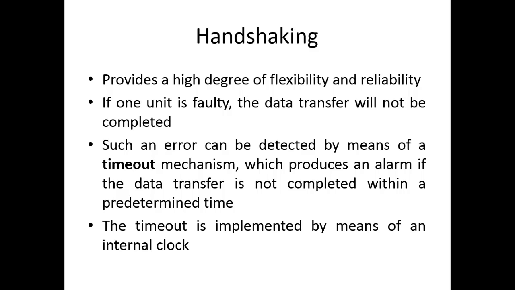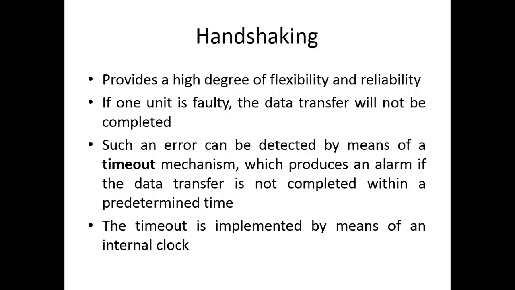Now let us discuss what are the pros and cons of this handshaking mechanism. If we compare this mechanism to Strobe, then obviously this mechanism provides a higher degree of flexibility and reliability because the other communicating unit also provides acknowledgement replies. It has one more advantage. If one of the communication units is faulty or not able to transfer information or receive information, then the process of data transfer cannot be completed.